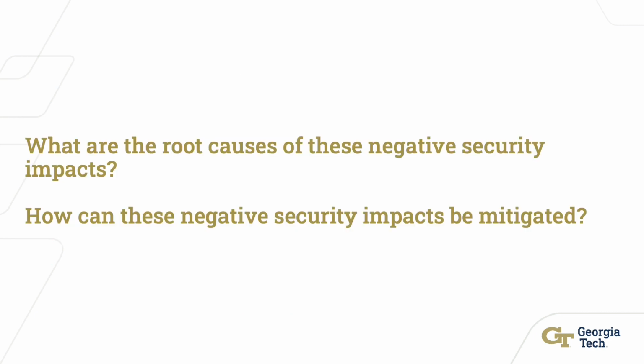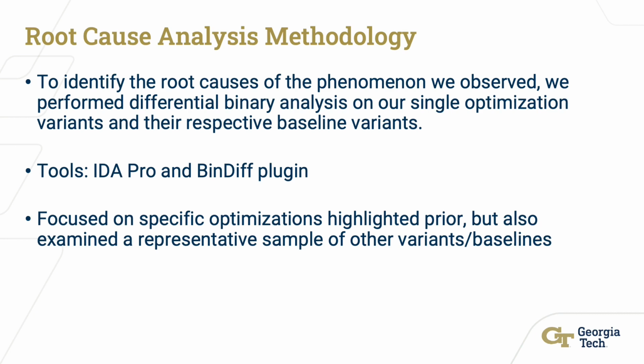Knowing which specific optimizations are demonstrating undesirable behaviors, we can now begin to answer our 4th and 5th motivating questions, which are, what are the root causes of these negative security impacts, and how can they be mitigated? To identify the root causes of these phenomena, we performed differential binary analysis on our single optimization variants using IDA Pro and BinDiff. We focused on the specific optimizations that we highlighted prior. However, we also examined a representative sample of other variants and baselines.